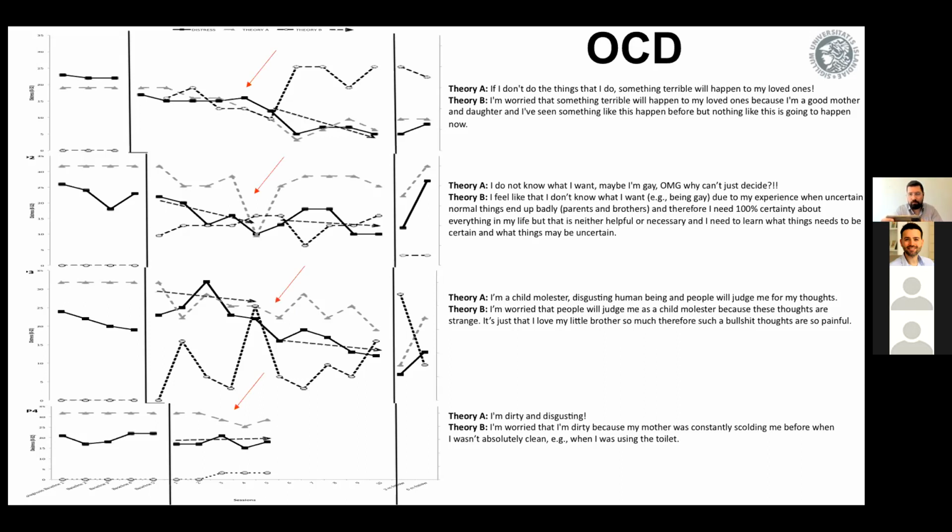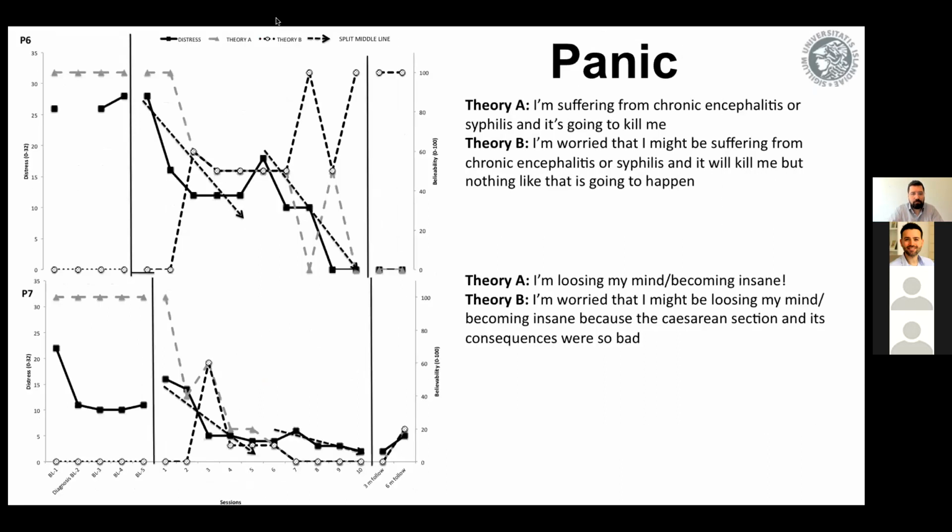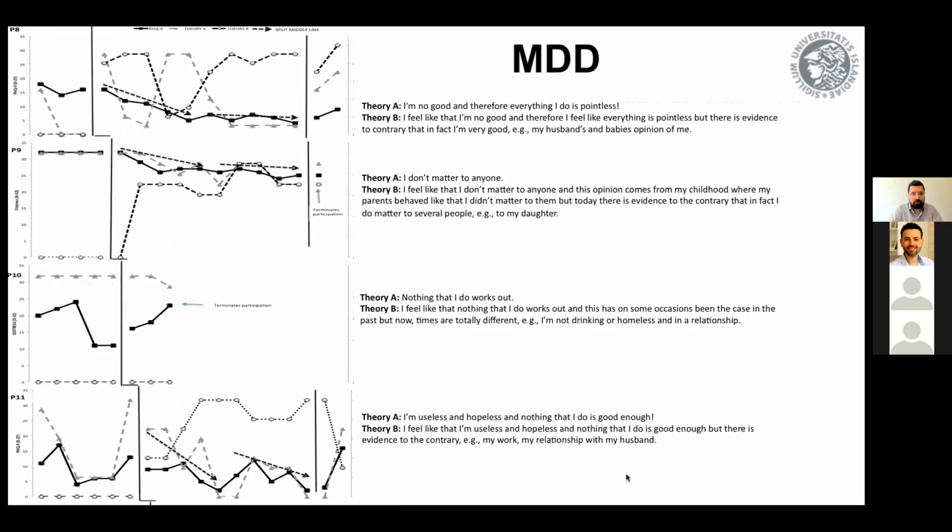As you can see, if you look at it visually, the diminished believability in Theory A followed the diminished symptomology much closer than the reverse trend in Theory B. Change slide. Same story with panic. Change slide, please. Yet again with major depressive. So change slide, please.